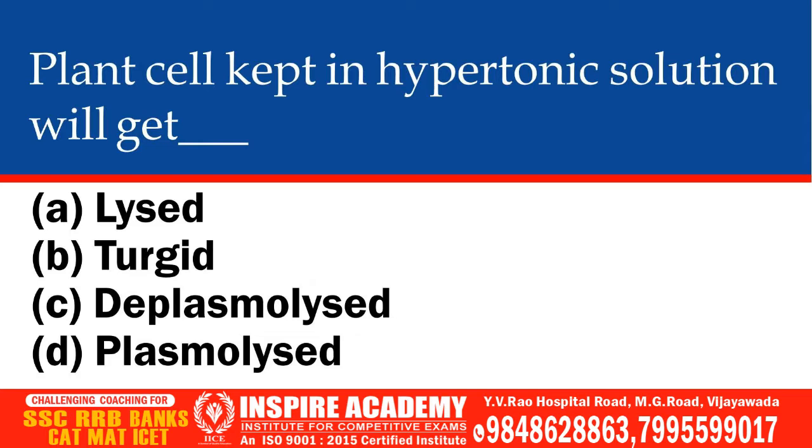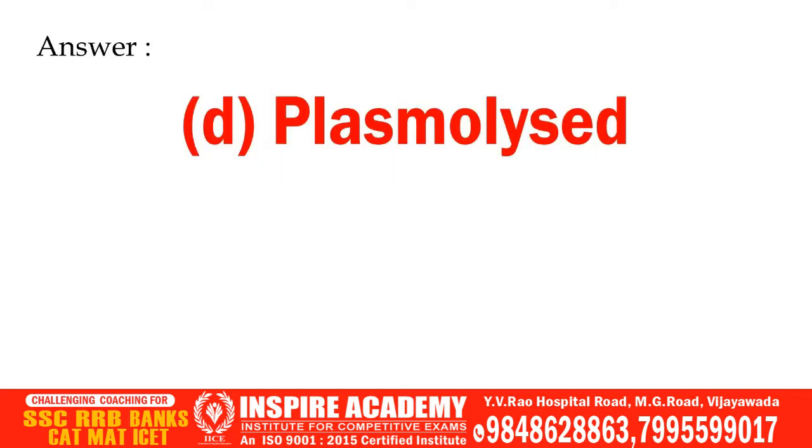Plant cell kept in hypertonic solution will get lysed, turgid, deplasmolysed, plasmolysed. And the correct option is plasmolysed.